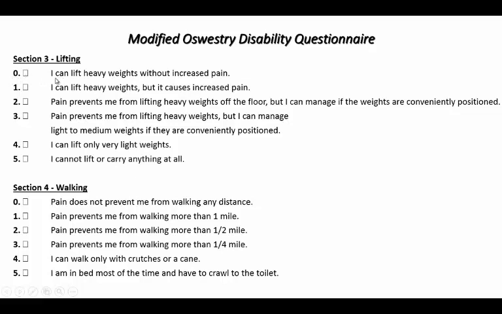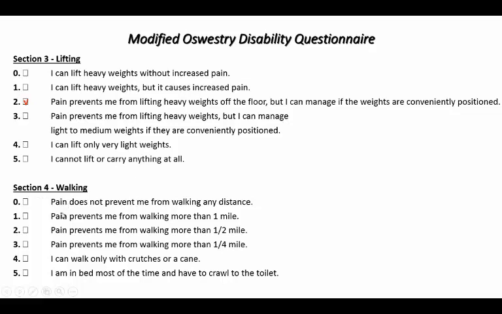0, obviously, means the person can lift heavy weights without increase in pain. Remember, it's a disability scale, so the higher the number, the higher the disability. 0 is no problem. 5 is I cannot lift or carry anything at all. If you have 2, it means that pain prevents me from lifting heavy weights off the floor, but I can manage if the weights are conveniently positioned. So again, from 0 to 5, 2 is not necessarily half of 4, and so on.